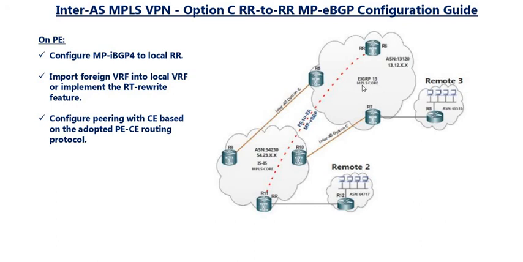Then importantly is your PE-CE routing protocol. This can be any of the routing protocols that is allowed, whether OSPF, BGP, IS-IS, or even static route, depending on what you're doing. But for the purpose of this particular case, BGP is considered to be used for the PE-CE exchange. And so I will take you through this configuration and you will see how these things are going.